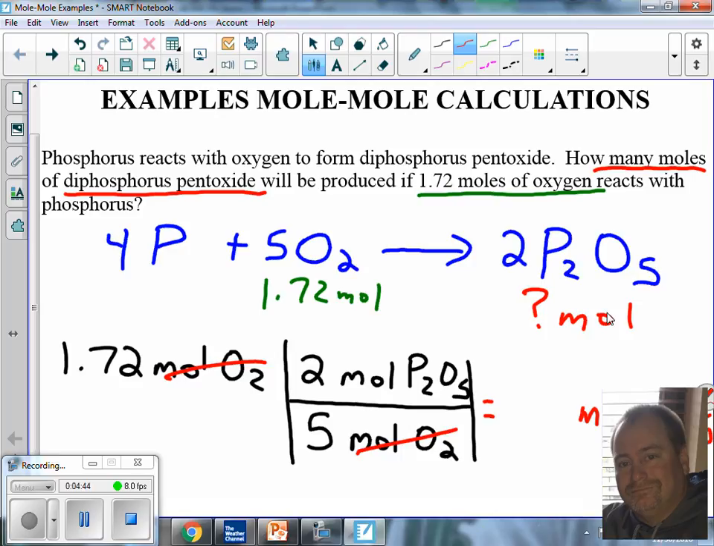Now, what am I going to do on my math? I'm going to take 1.72 and multiply it by 2, and then divide it by 5. And I'm going to get my answer to be... How many sig figs? Let's throw sig figs back in. 3 sig figs. 0.688.